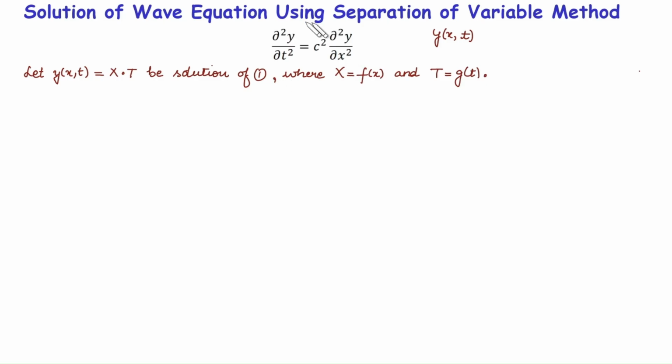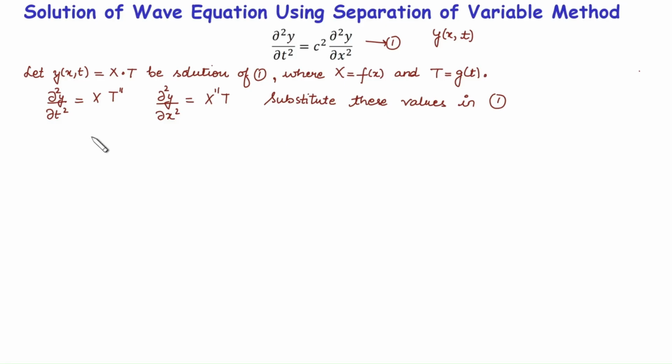Now we will calculate the required partial derivatives. So what is the second order derivative of y with respect to t? That means we need to keep x as a constant, and the derivative of this is X times the second order derivative of T. Similarly, calculate the second order derivative of y with respect to x. It means t is constant, and we have the second order derivative of X times T. Substitute these values in the wave equation. So this results in X times the second order derivative of T equal to c squared times the second order derivative of X times T.